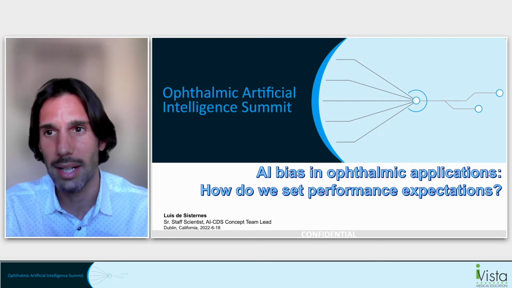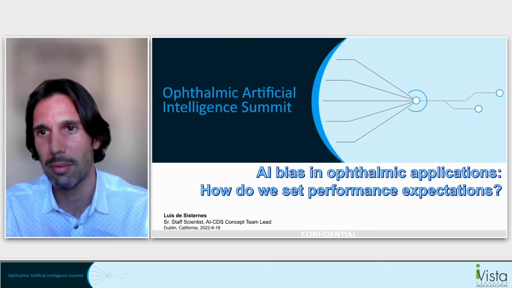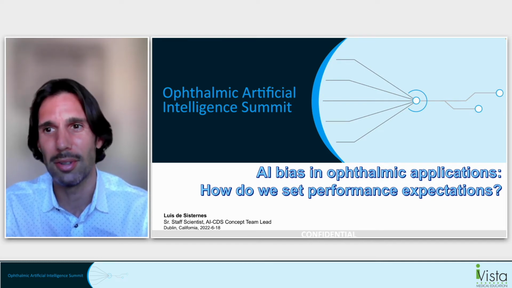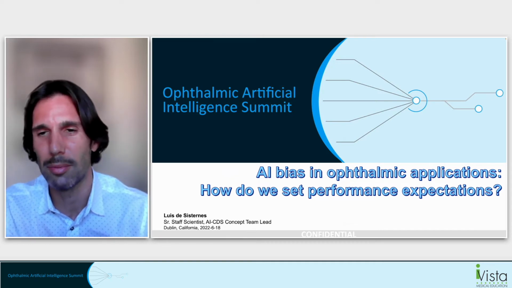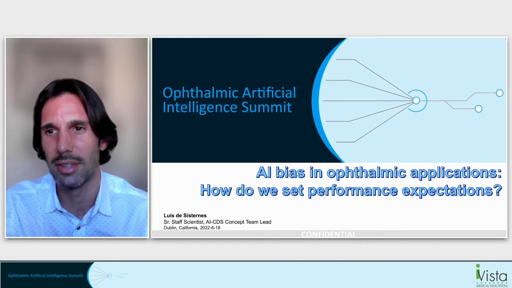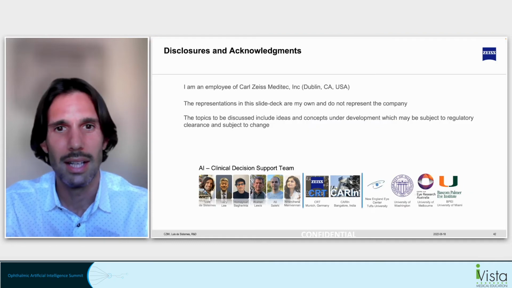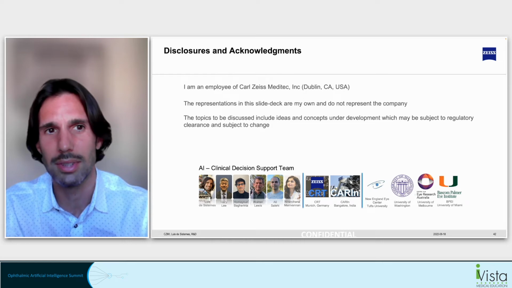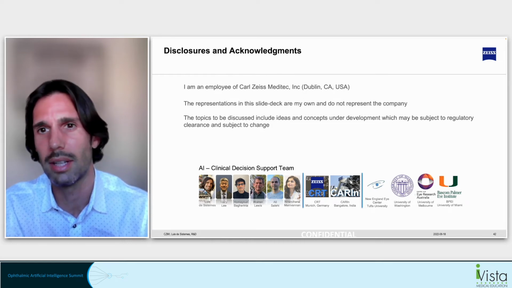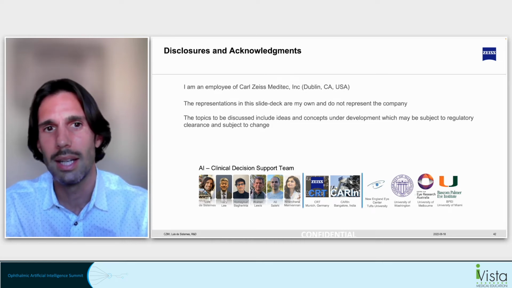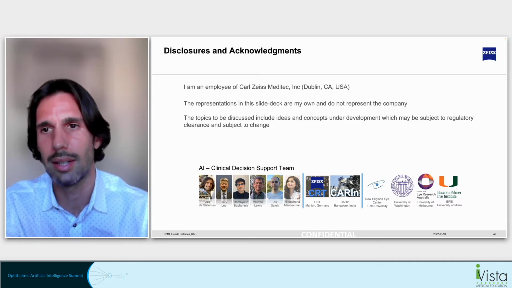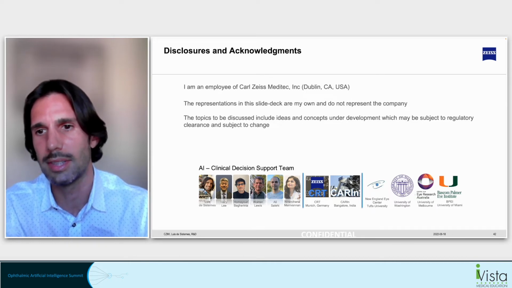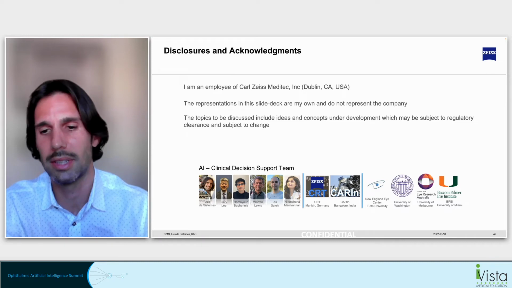So I'm going to talk about AI bias, and we have heard about it before, so hopefully I won't be too repetitive. And I'm also going to talk a little bit about what kind of tools can we use to determine the uncertainty of these models and reduce this bias. Okay, so I'm an employee at ZEISS, but I have to say that this presentation is my own, and it does not represent the company. And I am the lead of the AI clinical decision support team at ZEISS, and also I'm showing this on behalf of my collaborators at ZEISS and all these institutions that I have here that have made this presentation possible.